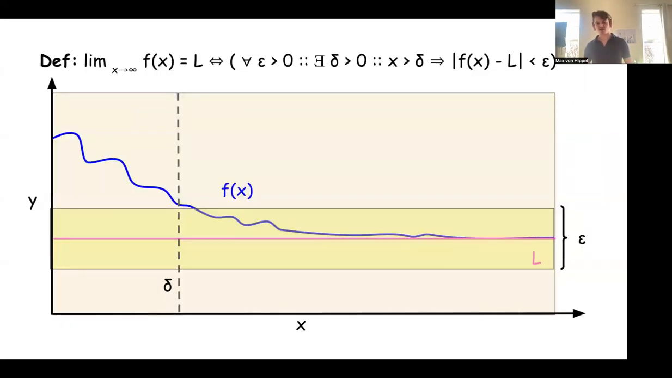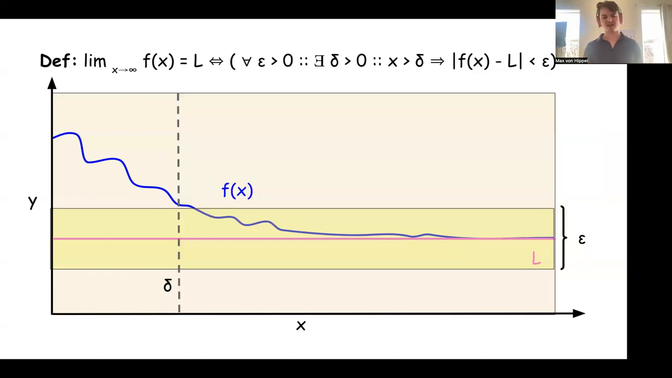So just to start with, I should give the definition of what a limit is, because not everybody maybe remembers this or knows it. The way we define a limit in mathematics is with what's called an epsilon-delta proof. In this case, I'm imagining that I have a function f over some domain x, and it has a limit as x goes to infinity of L for some value L.